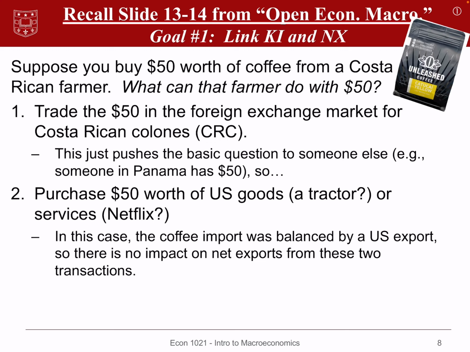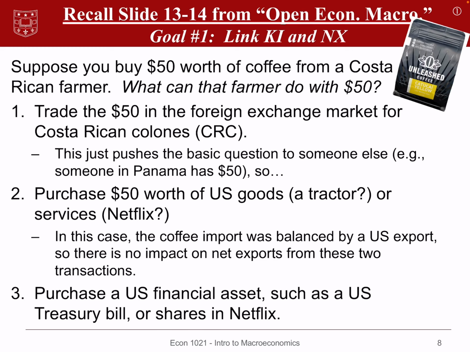And in that particular case, we can see that the coffee import was balanced by an export, in this case of a good, in the case of a tractor, or a service, in the case of a streaming service. And so there's no net impact on net exports of those two transactions. Alternatively, the farmer could take the $50 and purchase a US financial asset like a treasury bill or shares in Netflix. But in this case, the import of the coffee was balanced by a US export, in this case of a financial asset.